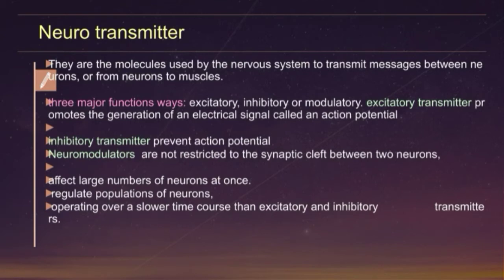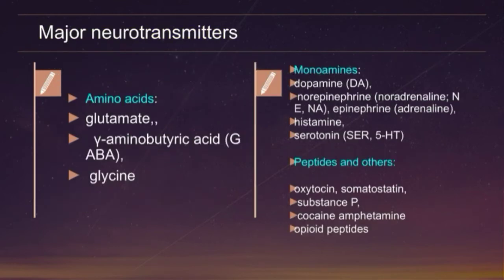Excitatory neurotransmitters promote the generation of an electrical signal called an action potential, and inhibitory neurotransmitters prevent that action potential. Neuromodulators are not restricted to the synaptic cleft between two neurons. They affect large numbers of neurons at once. They regulate populations of neurons, operating over a slower time course than excitatory and inhibitory neurotransmitters. The major neurotransmitters are classified into amino acids, monoamines, and peptide and other neurotransmitters.